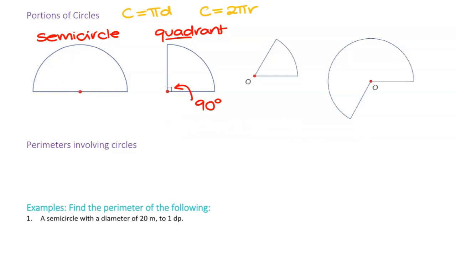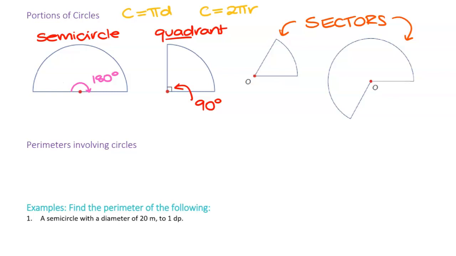Now, we have 2 other portions of circles here. And these are actually called sectors. So here we have a smaller sector, and here we have a much larger sector. Now, one thing I didn't mention before is the angles involved in this one. Here, the semicircle, this angle here would be 180 degrees. But in these 2 sectors here, we don't know what the angles are.